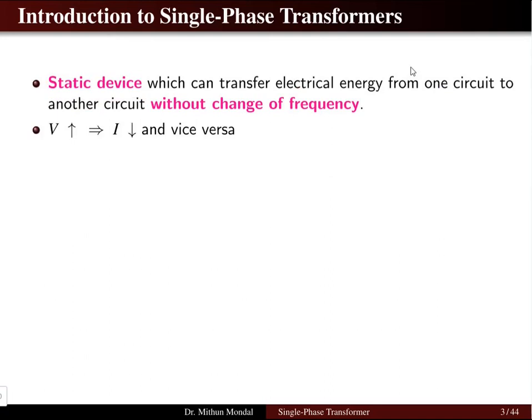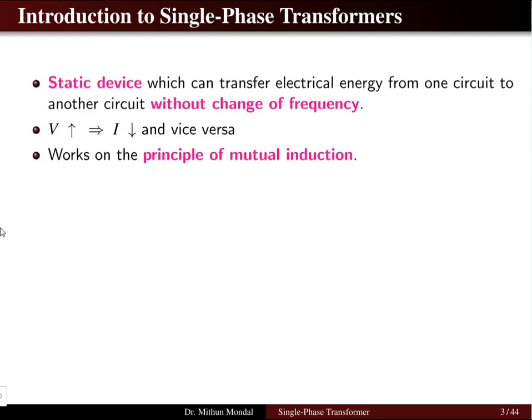Now, in the transformer, there will be a change in the voltage. Either the voltage will be increased or the voltage will be decreased. Now, the increase in voltage is associated with the decrease in the current. So it means that voltage and current are inversely proportional to each other, and vice versa. It means that if we decrease the voltage, the current will increase.